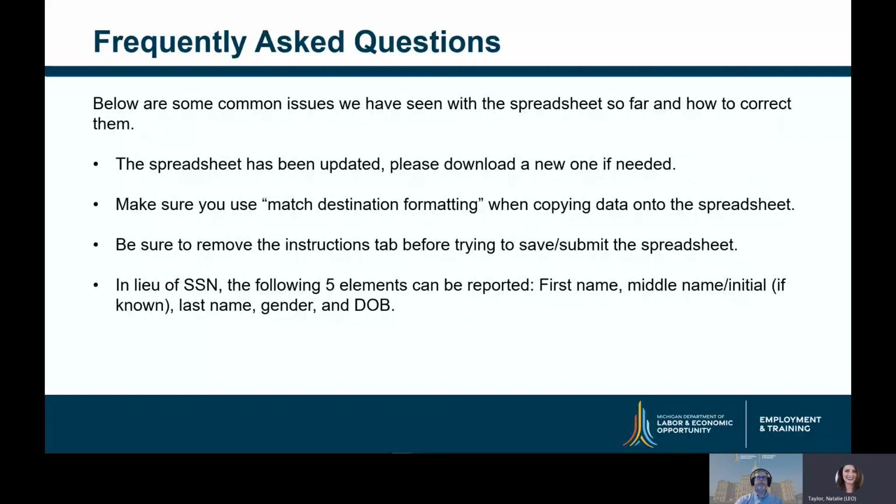Another issue that we've seen is people asking if the social security number is required. It is ideal in order for us to get the correct data match. But if you do not have the social security number of the student exiter, you can use the following five elements in place of the SSN, which are first name, middle name or initial if it is known, last name, gender, and date of birth.